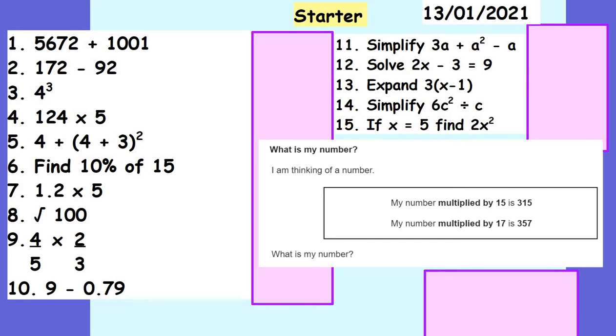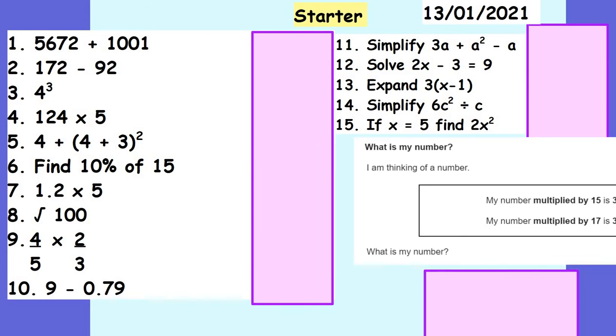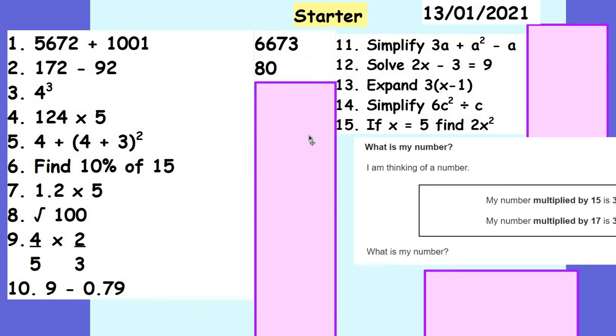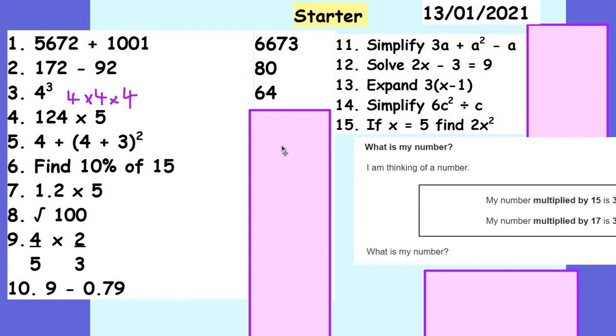Okay, let's look at some answers. For the first one, if you've done a column addition, you'll have got 6,673. A column subtraction would give you 80. 4 to the power 3 means 4 times 4 times 4. If I do 4 times 4, that gives me 16. And then if I times that by 4 again, that's going to give me a total of 64.